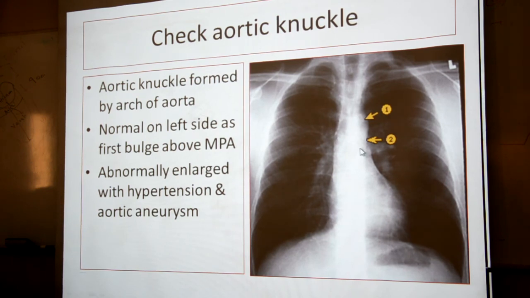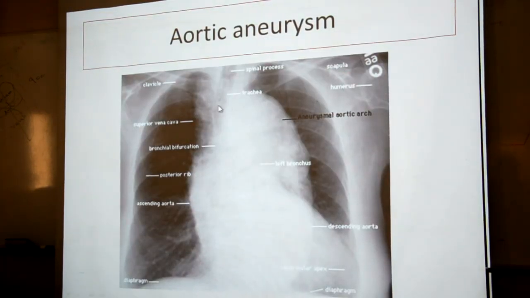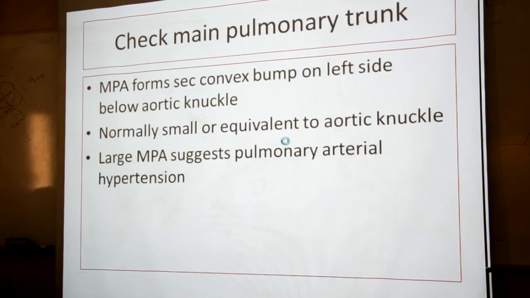The aortic knuckle, as we remember, is always on the left side, and it is a convexity. Okay? We have to assess its size and its presence. Position is important, always on the left side, and if it is dilated, we suggest aneurysm. If there is a calcification in the wall, we suggest aneurysm, and it might be related to dissection also. In this example here is a large dilated aorta, not only the knuckle, but the whole aorta, ascending aorta, arch of aorta, descending aorta. Aneurysm, we can confirm by CT scan.